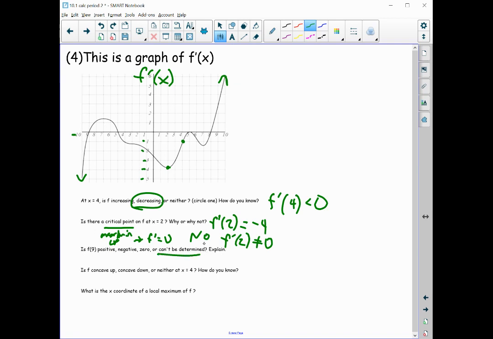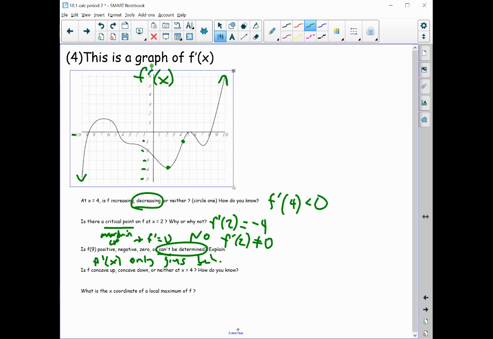Is f of 9 positive, negative, 0, or can't be determined? Okay, this is can't be determined. F prime only tells us behavior. So the only thing I could tell you about f of 9 is that it's increasing, and I could tell you it's concave up at f of 9, but I can't tell you where in the world f of 9 is, okay? So it only gives behavior.